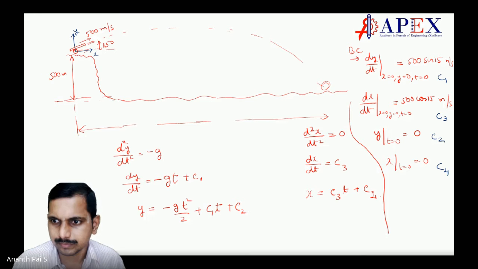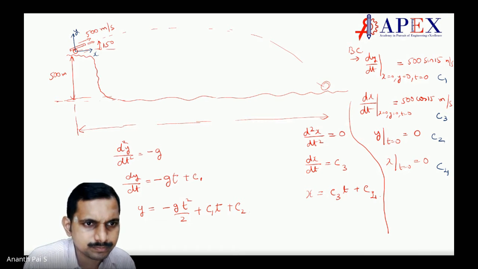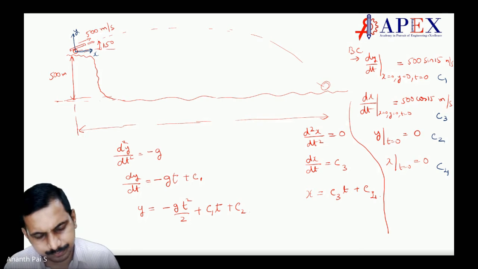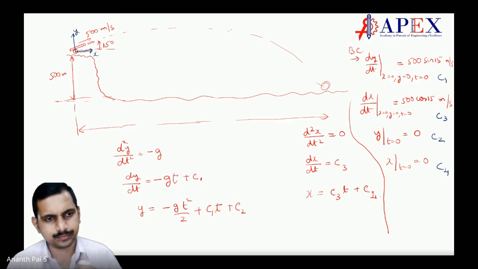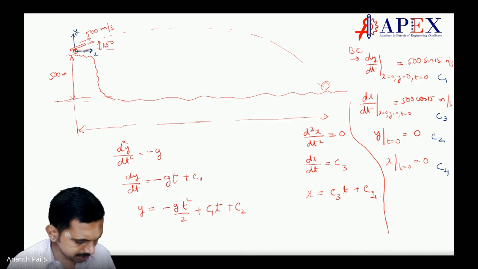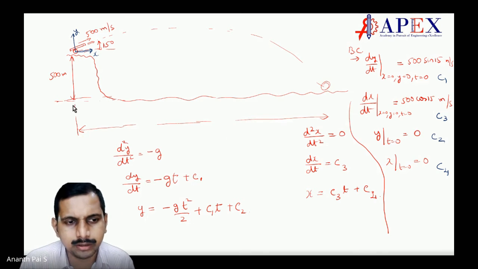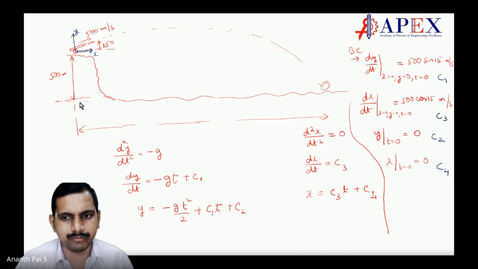Sir, y at t equal to 0 is 500, no? No, we have taken this as the coordinates, we have taken this as the origin. If you have taken this as the origin, then it would be 500. The origin is taken above the hill. If you had taken it below the hill, it would have been different.